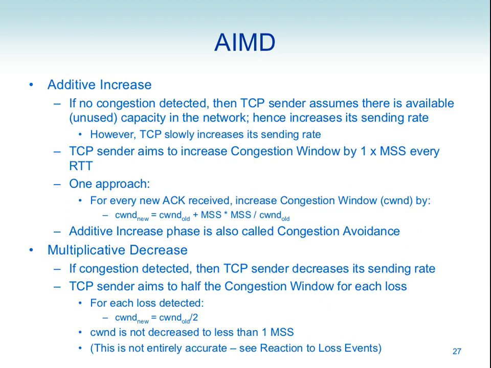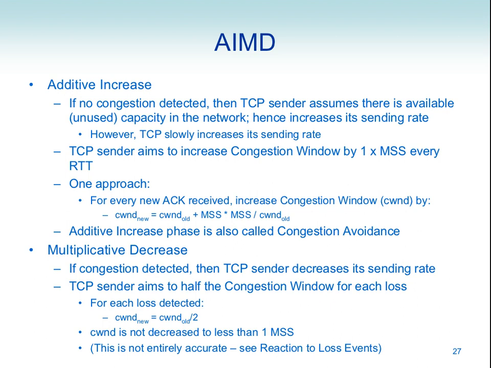The goal is that every round trip time, we increase by 1 maximum segment size. Start with 1,000 bytes. After a round trip time, after 100 milliseconds, increase to 2,000. After another 100, increase to 3,000, 4,000. This is the congestion window size. This is the time. Every round trip time increased by 1 MSS. That's our goal for slowly increasing our sending rate. Let's continue and see how it works here.